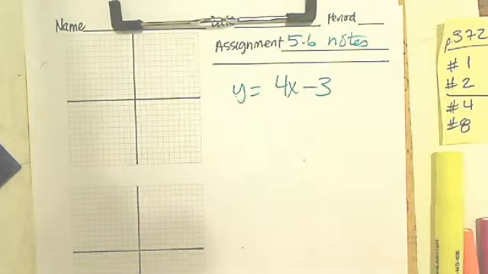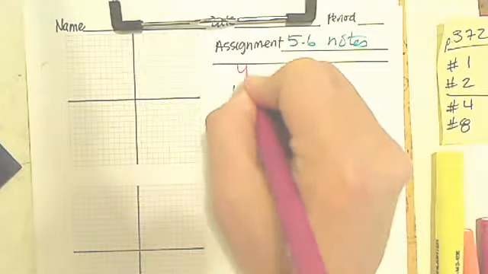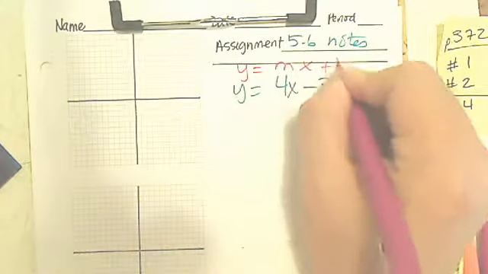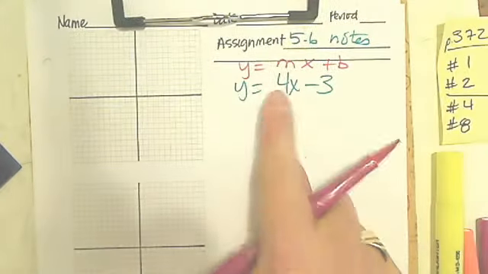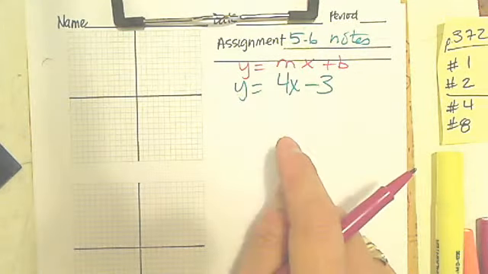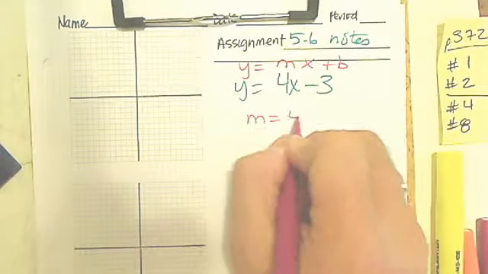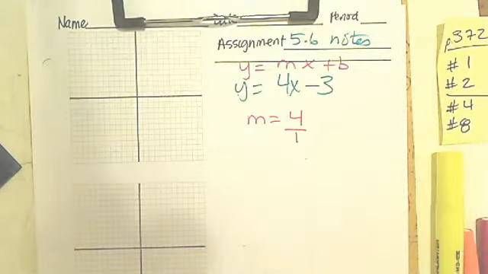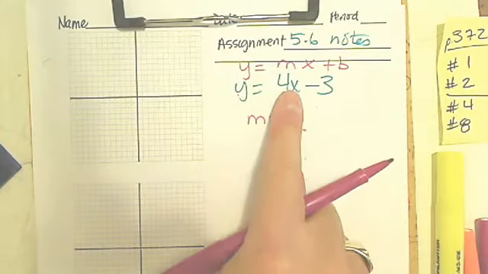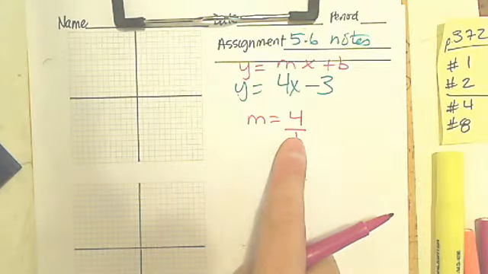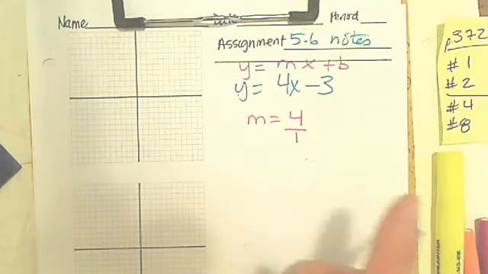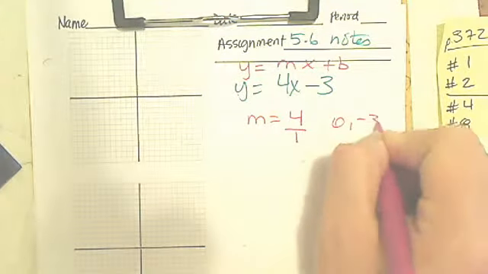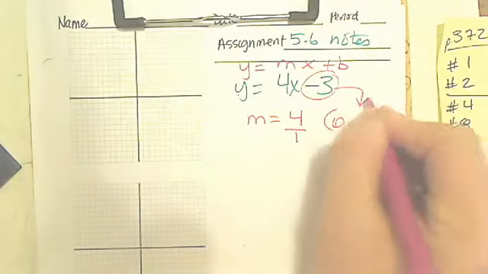Y equals 4x minus 3. Is it in the slope-intercept form? Yes. What is it though? Y equals mx plus b. Okay. What's my slope? 4. Okay. The slope is 4. Let's make this a fraction, so it's easier to graph. In this case, slope is 4 over 1. The y-intercept, where does it cross the y-axis? 0, negative 3. I'm making this a point, so it's easier.